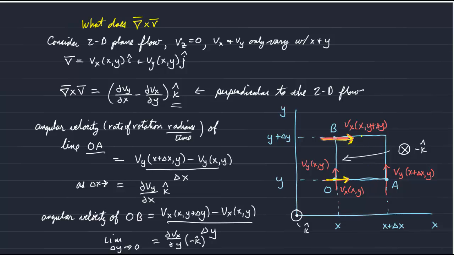So we've looked at the rotation of two sides of our rectangle. It turns out the rotation rate of the whole rectangle itself is equal to the average of the rotation rate of OA and the rotation rate of OB. So omega, again, is what we'll use to describe the angular rotation.